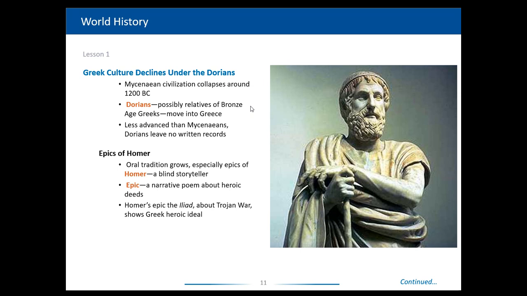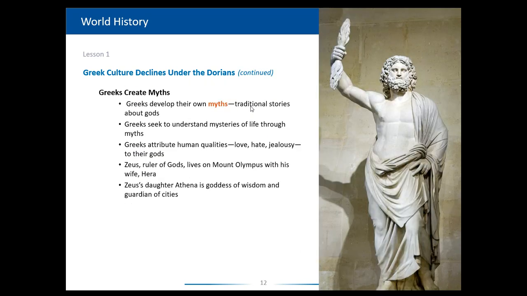The oral tradition grows, especially the epics of Homer, a blind storyteller. An epic is a narrative poem about heroic deeds. Homer's epic, the Iliad, about the Trojan War, shows the Greek heroic ideal. And there's a statue of Homer in Greece. Greek culture also declines under the Dorians.